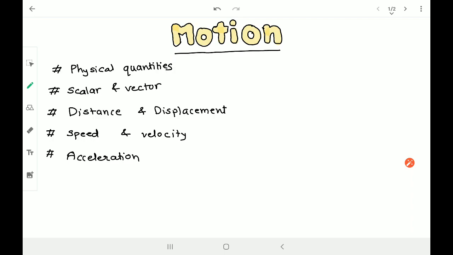Anyway, it is not about mathematics today. Let us talk about science. So come out of your test and the scores and everything, and let us understand motion.